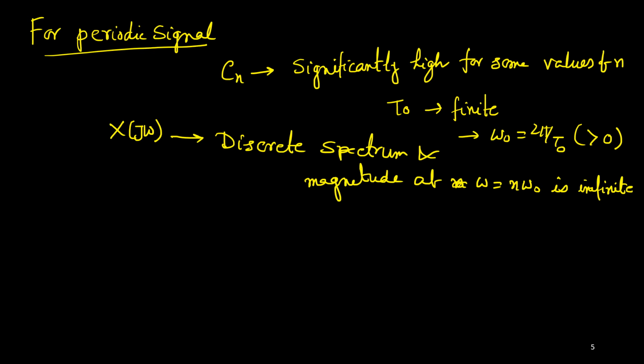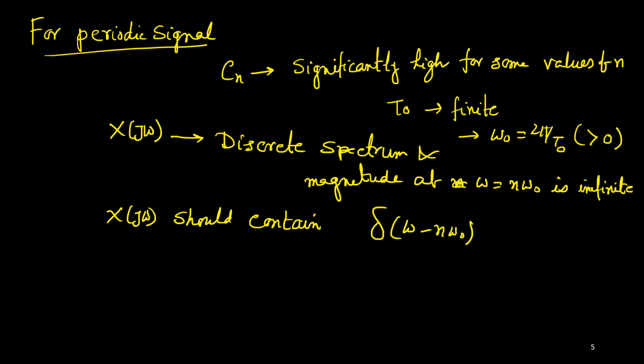It should be infinite. That implies that this X of j omega should contain a del function, because del function will have infinite amplitude and it will be located at n omega naught. So it should be of this form, del of omega minus n omega naught. That is the main idea for periodic signals. Now we'll take a few examples, then we'll consider any aperiodic signal and its spectrum.